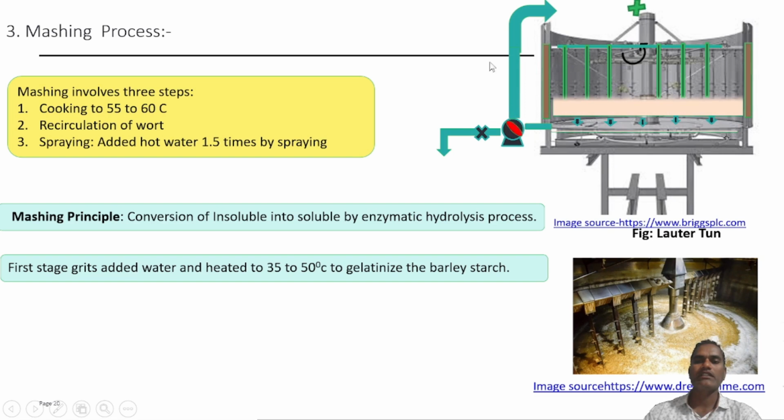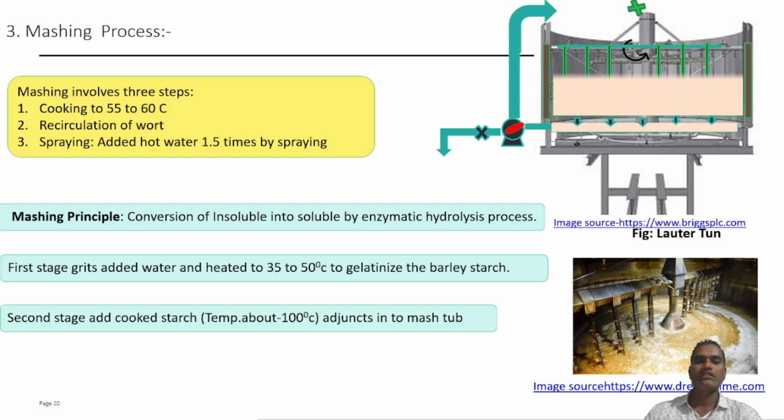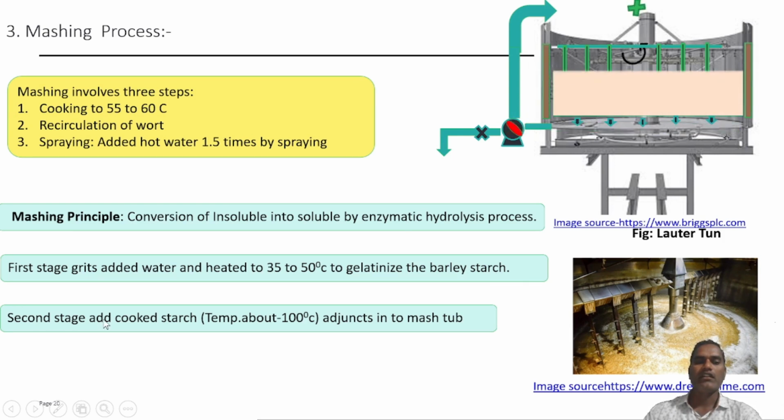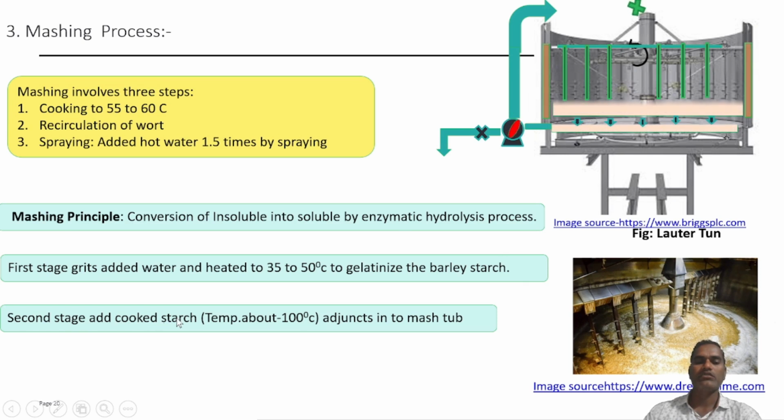That means maximum recirculation and extraction of the soluble components from the milled malted barley grains is carried out. In the first stage, the grits are added to water and heated to 35 to 50 degrees Celsius to gelatinize the barley starch. In the second stage, the dry adjunct cooked starch, at a higher temperature of up to 100 degrees Celsius, is added into the malted barley grains.